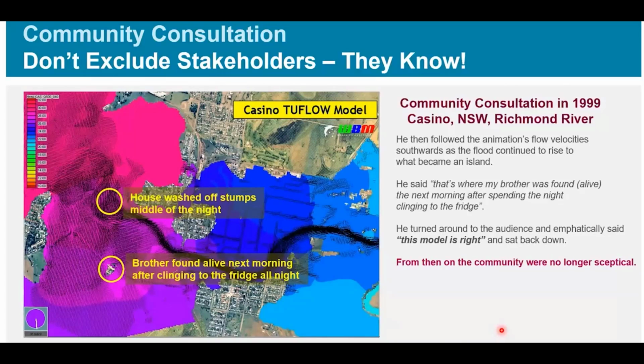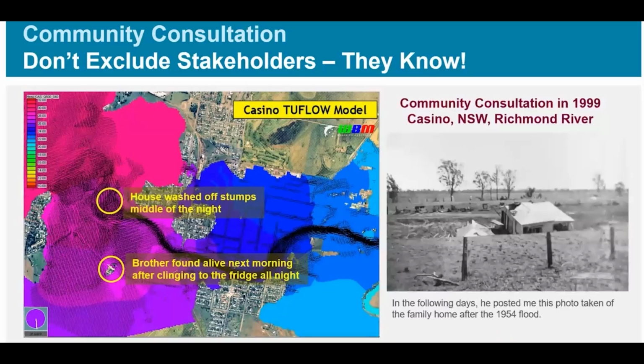But what happened from that point onwards is that the community were totally on board. They were no longer skeptical, and the interaction was fantastic. So yeah, bring the community on board if you can, because they'll also tell you where the model is wrong. And that's happened to me many, many times. So listen to them. The other nice little thing, to finish off: I got a photo in the post some days later, and it was a photo of his house taken after the '54 flood. So there's the house that was washed away, and miraculously his brother ended up on the fridge and survived.